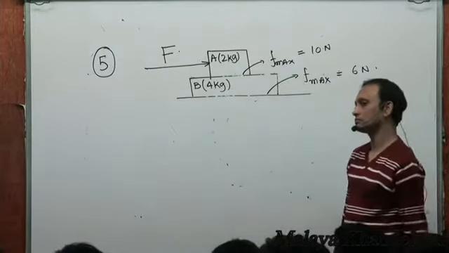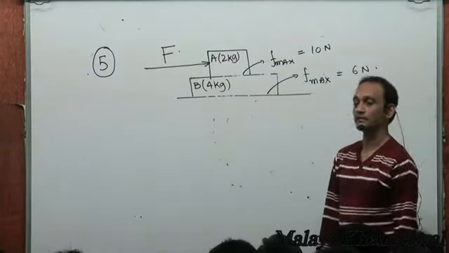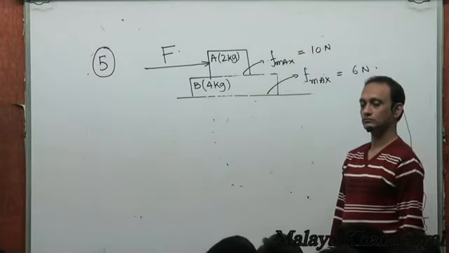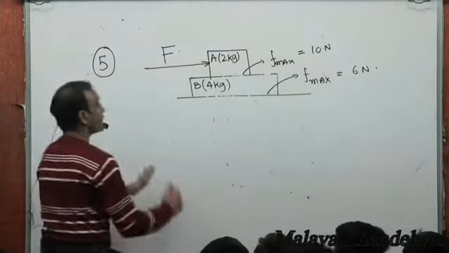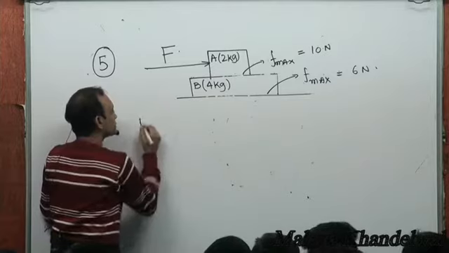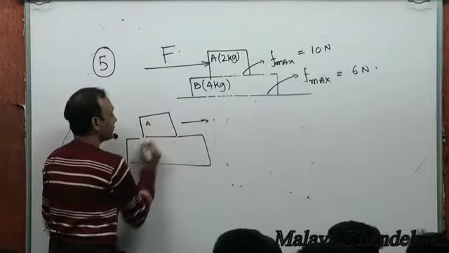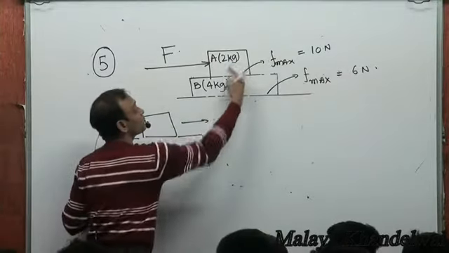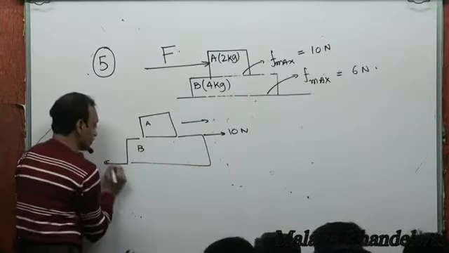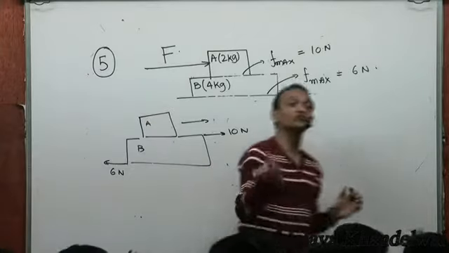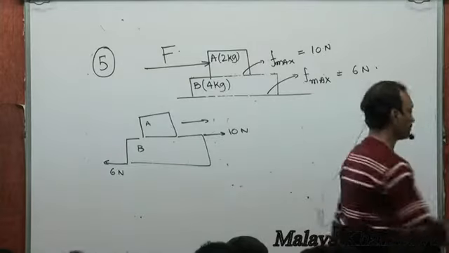Question number 1. Is it possible that A moves and B does not move? Why? Yes, yes. See, if A moves and B remains static, then there is relative motion between A and B. That means the frictional force between A and B will become 10 newtons. A will then exert on B 10 newtons, which is good enough to overcome 6 newtons. B will therefore move. So if A moves, it's not possible that B does not move. Right? That's one thing for sure.